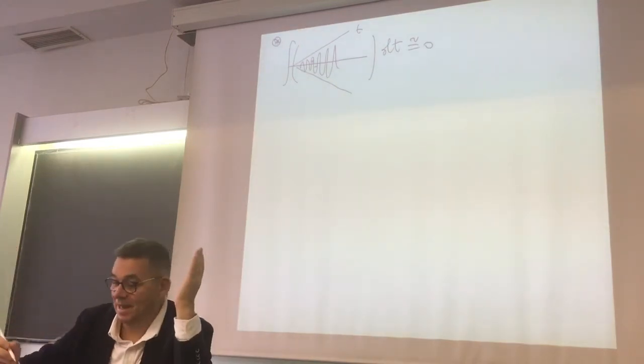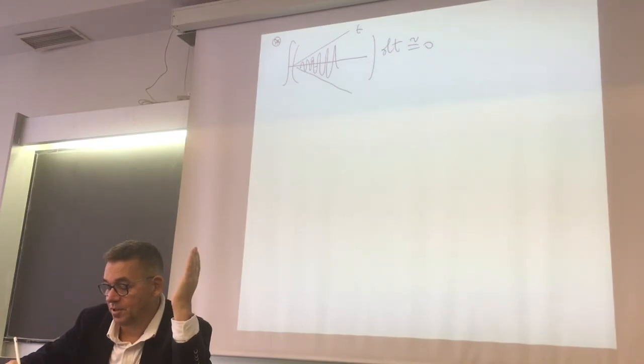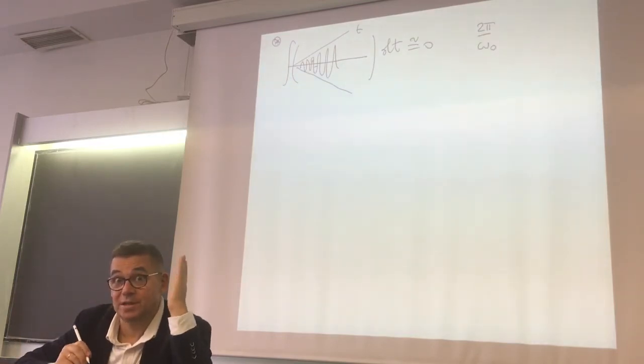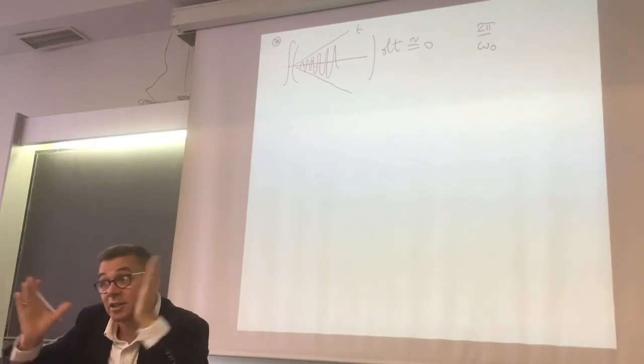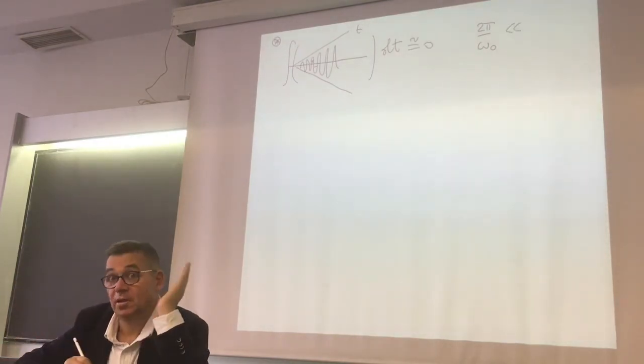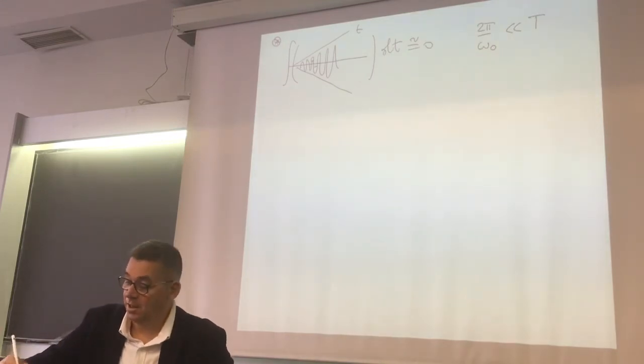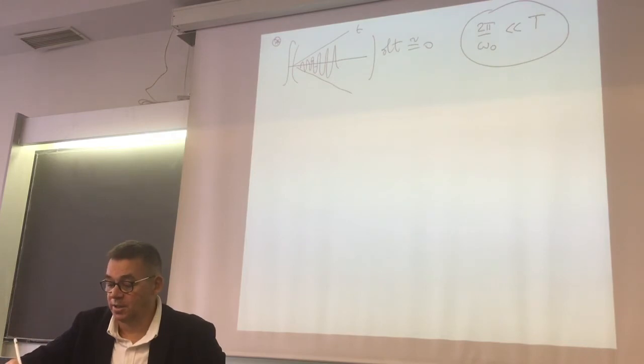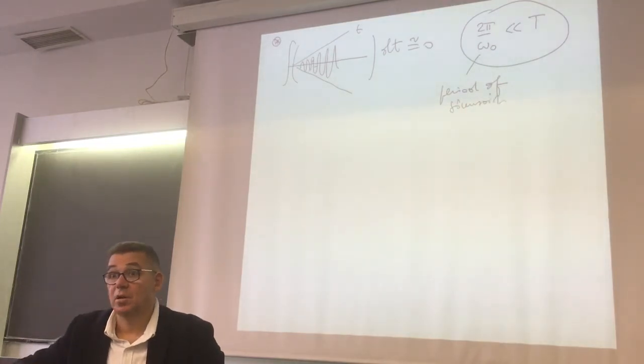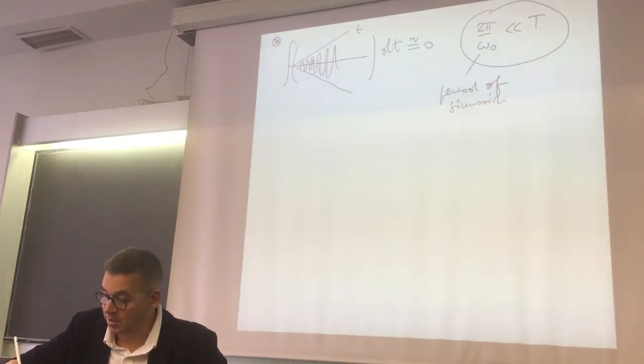So this approximation makes sense if the period of the sinusoid, so what is the period? It's 2 pi divided by omega 0. The period of the sinusoid should be much smaller than T. Okay? So this is the constraint. This is the period of the sinusoid. We talk about the sine of 2 omega 0, so the period is half, right? Oh yes, it's 2 omega 0.